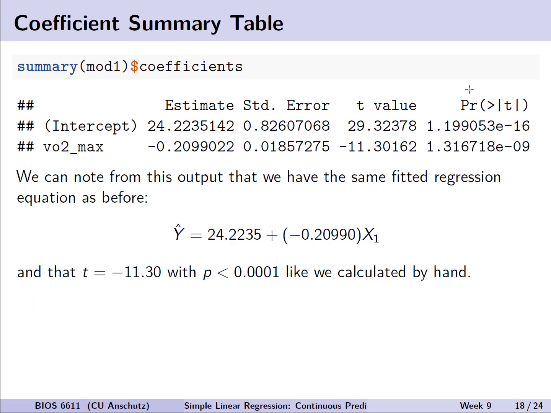One thing we can then do, instead of all of our calculations by hand to arrive at that fitted regression model, is to take our summary of mod1, that object that we stored our GLM results in, put a $, and then pull out the object called coefficients. That's going to explicitly present to us the coefficient estimates for beta naught hat, beta 1 hat, its standard error, its t-value test statistics, and its p-values. We can again note from the output above that we have the same fitted regression equation that we got by hand before, and similarly we have t equals -11.3 with a p-value that's extremely small, less than 0.0001, like we calculated previously.